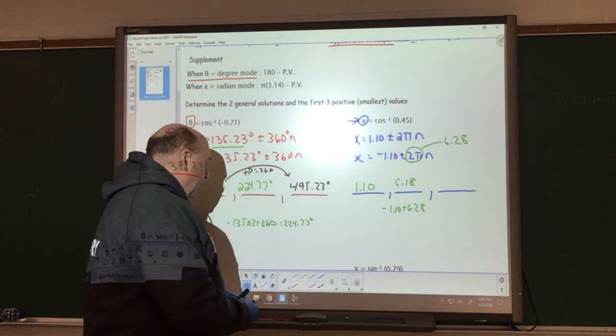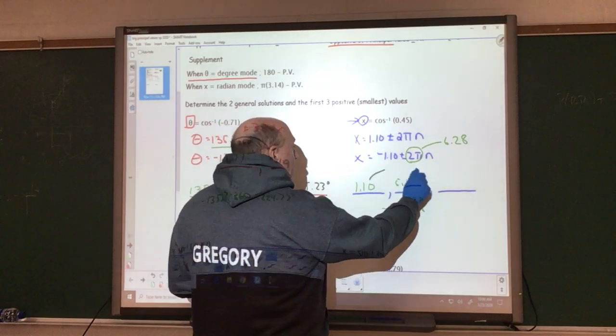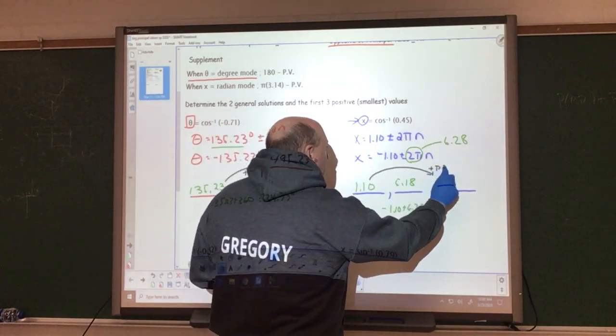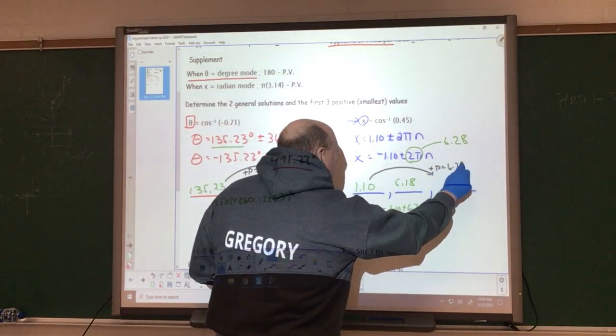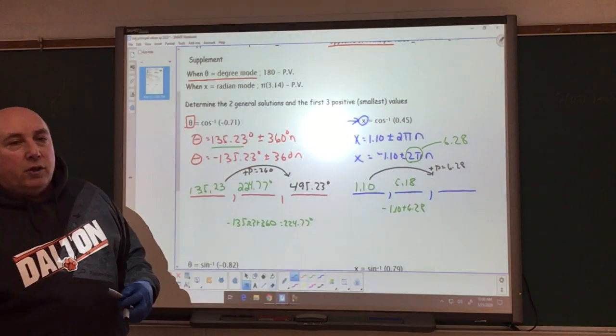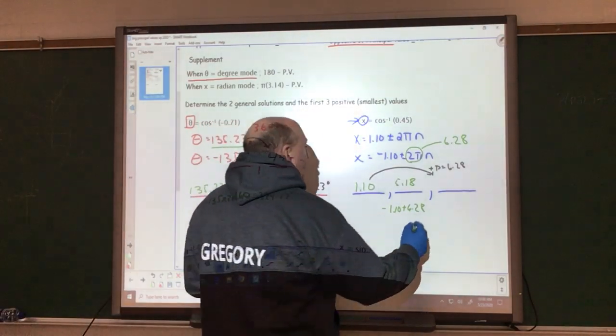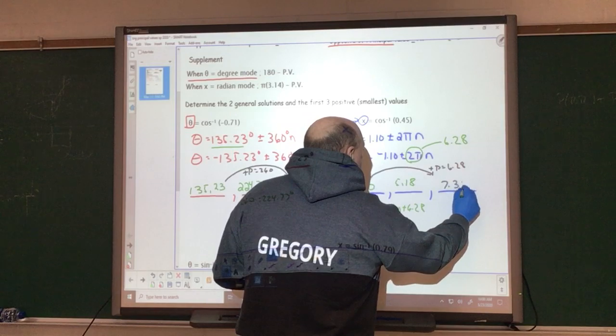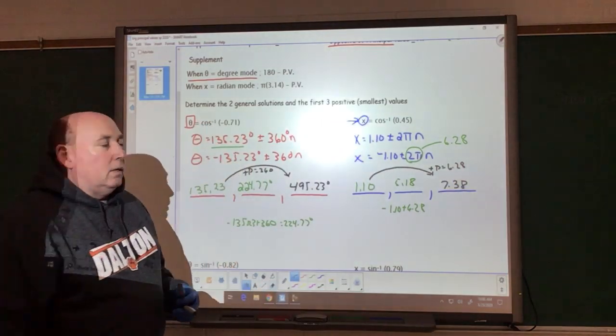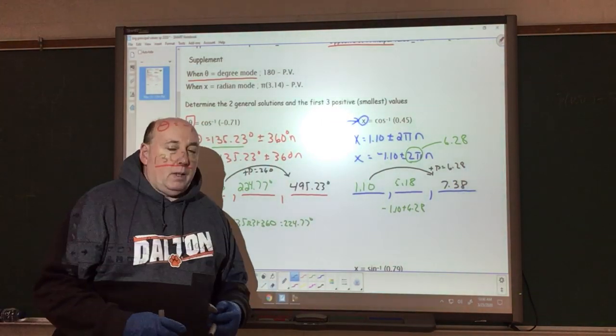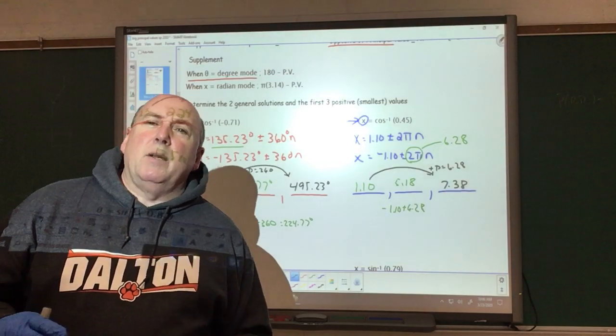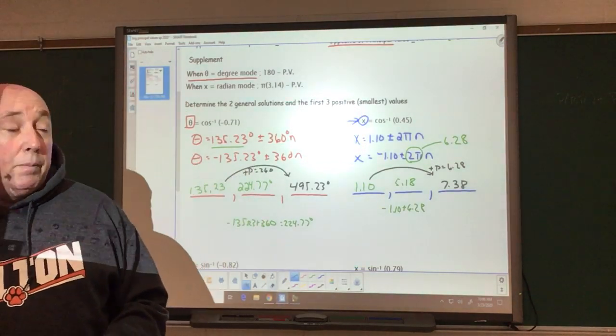And then to go from 1 to 3, once again, we play leapfrog. We add the period, which is in this case 6.28. So we should come down to 11.46. Inverse cosines tend to be a little bit easier because you don't have to worry about the supplement.